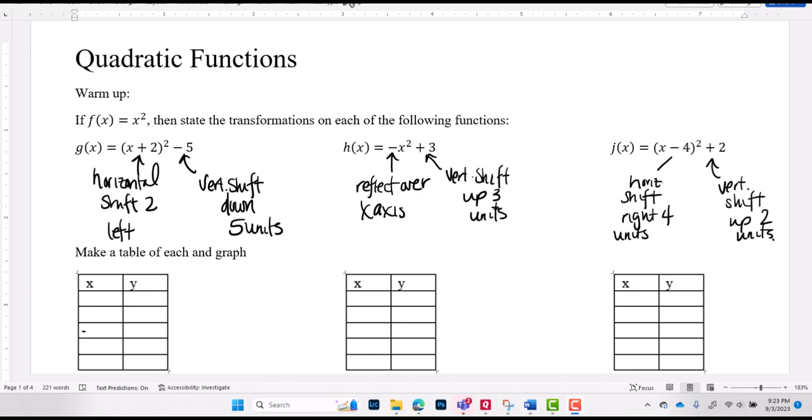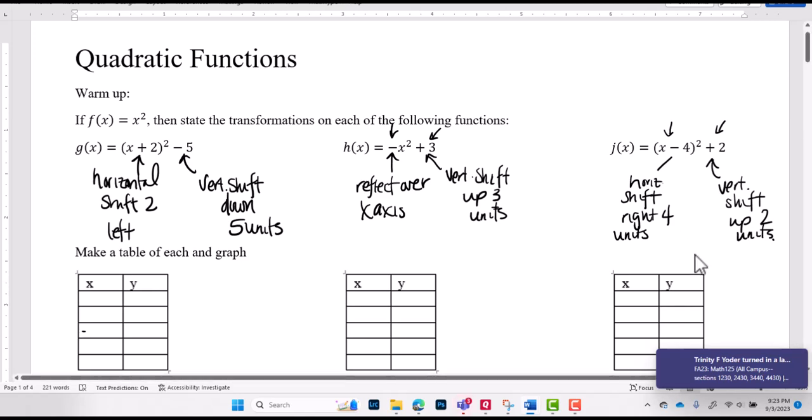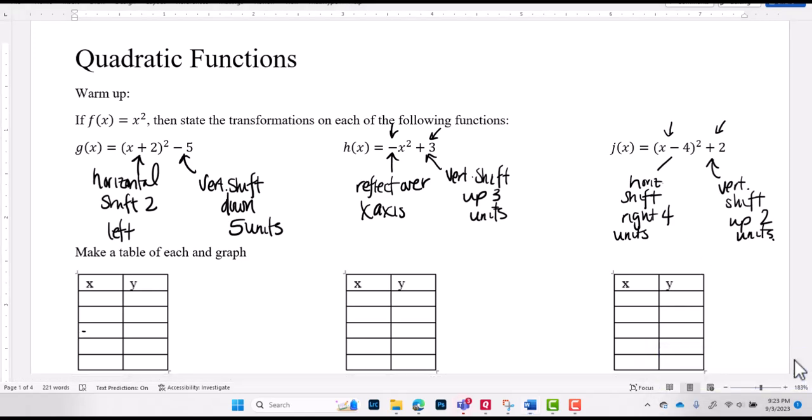So as you can check yourself, hopefully you see that, again, the outside of the function in this one here is going to be up 3 units. This one is going to be up 2 units. Inside, we're going to be to the right 4, and this here indicates that we're going to be flipping over the x-axis or reflecting. So then the next thing I want you to do is put everything else into the tables. And it might help to go into Desmos to figure out what side of the y-axis you want to start with.